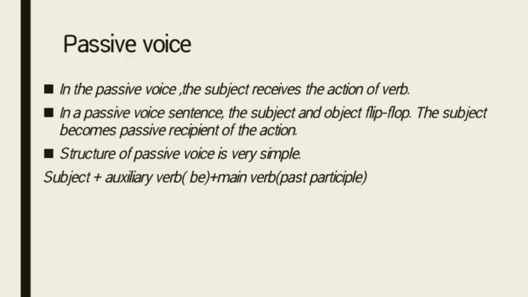In the passive voice, the subject receives the action of the verb. In a passive voice sentence, the subject and object flip-flop. The subject becomes the passive recipient of the action. Since the object of a verb in active voice becomes the subject of the passive form, it follows that only transitive verbs can be used in the passive voice, because an intransitive verb has no object.